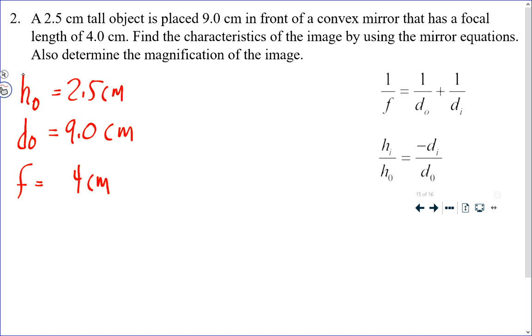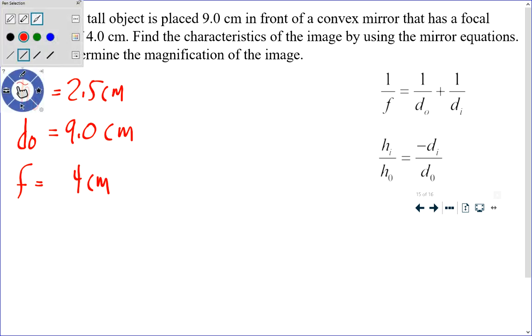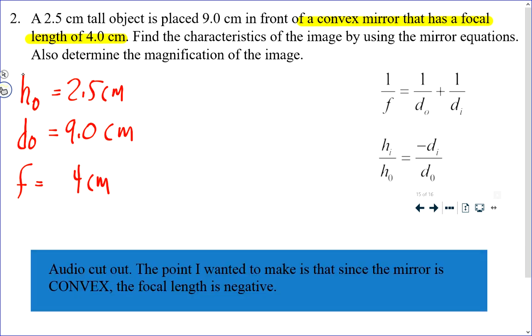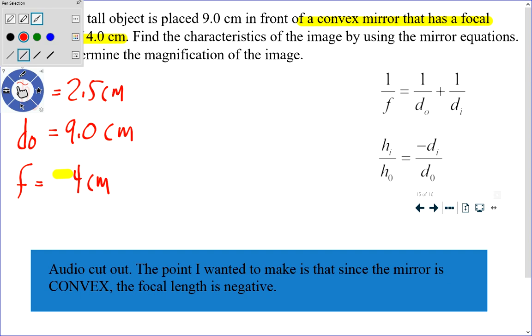And here is the point I want to make. In these mirror questions, you are going to be lied to from time to time. You're told up here that the focal length of the mirror is 4 centimeters. Mirror, which means it has a virtual focal length, so the lie is that you are not told that it is actually negative 4 centimeters. That negative is really important. If you don't use the negative, you will get the wrong answer.